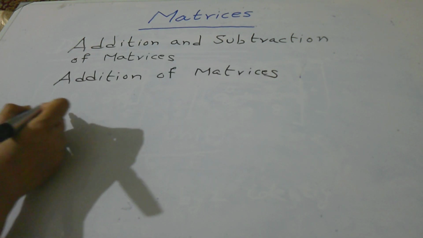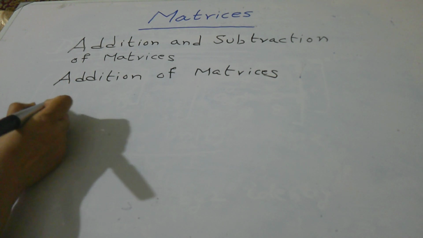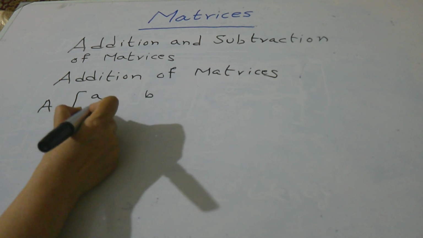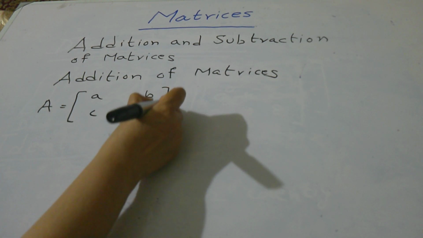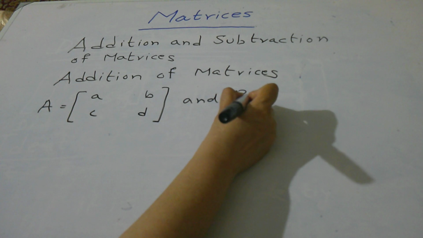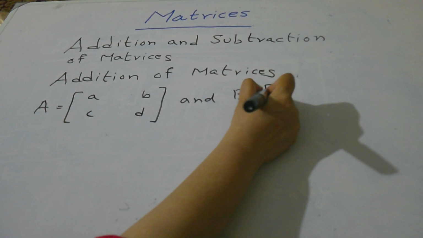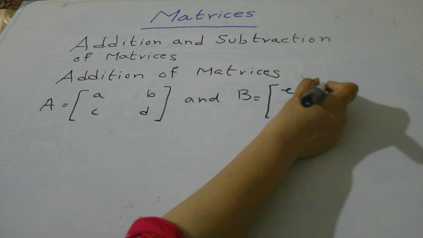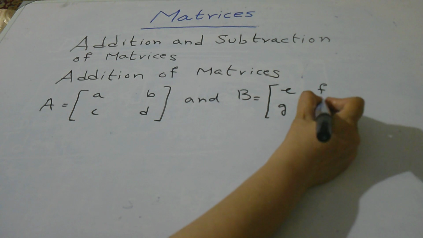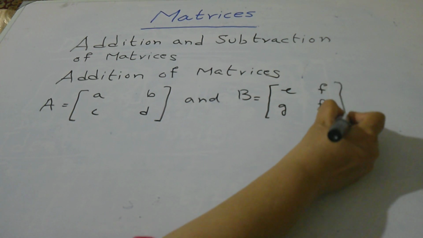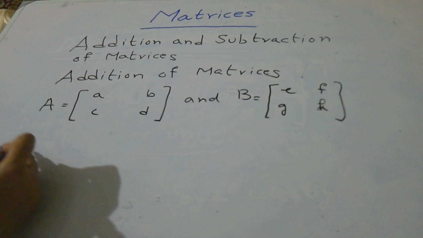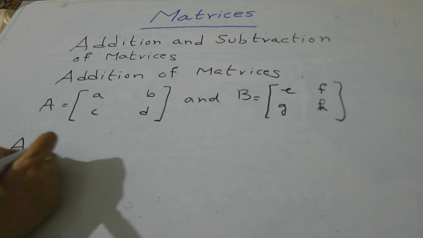Suppose two matrices are given. The first matrix A is A, B, C and D. And the second matrix B is equal to E, F, G, H. Now I will tell you how you will have to add these two matrices. First I will write A plus B.